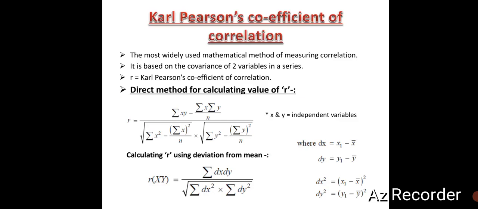Now, there's the formula which you can see on the screen, very simple, where dx is x1 minus x bar, and dy is y1 minus y bar, and their squares. Now, the best way to understand this is through an example.